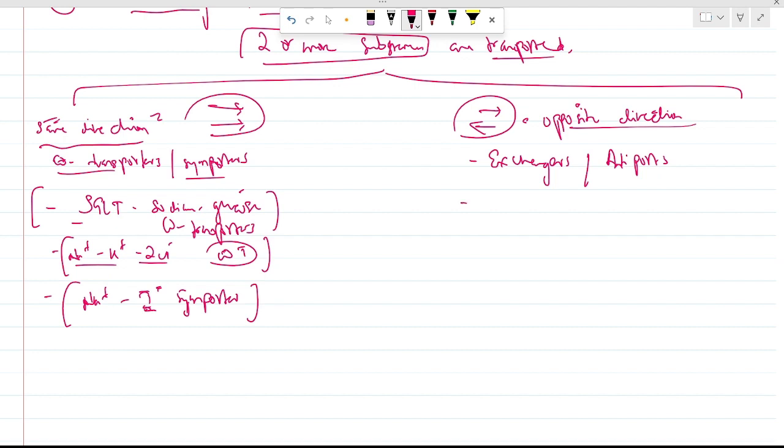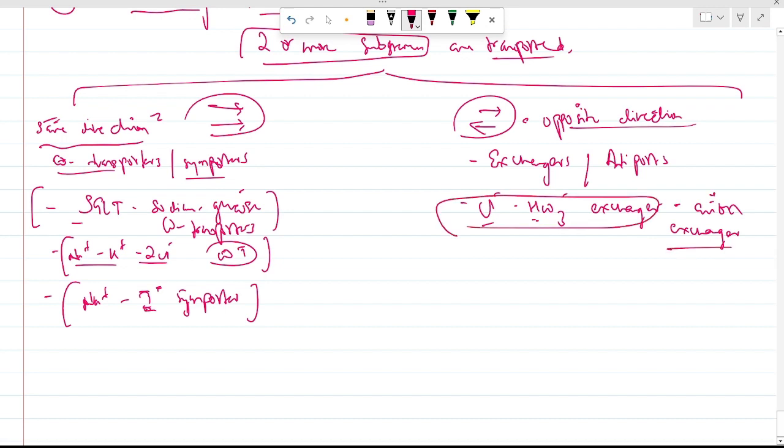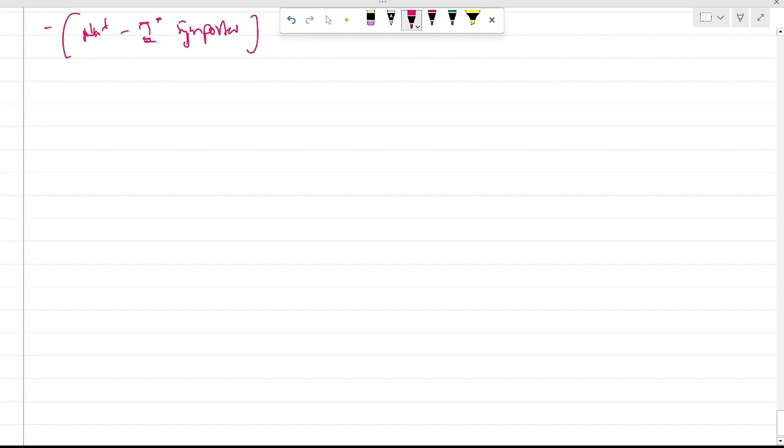For the exchangers, we have a common example of the chloride bicarbonate ion exchanger. As here two anions are getting exchanged, this is also known as an anion exchanger. Chloride bicarbonate exchanger is an example of exchangers or antiporters. So we are going to discuss the example of the sodium glucose co-transporter, that is SGLT, and how this is going to function, we are going to see.